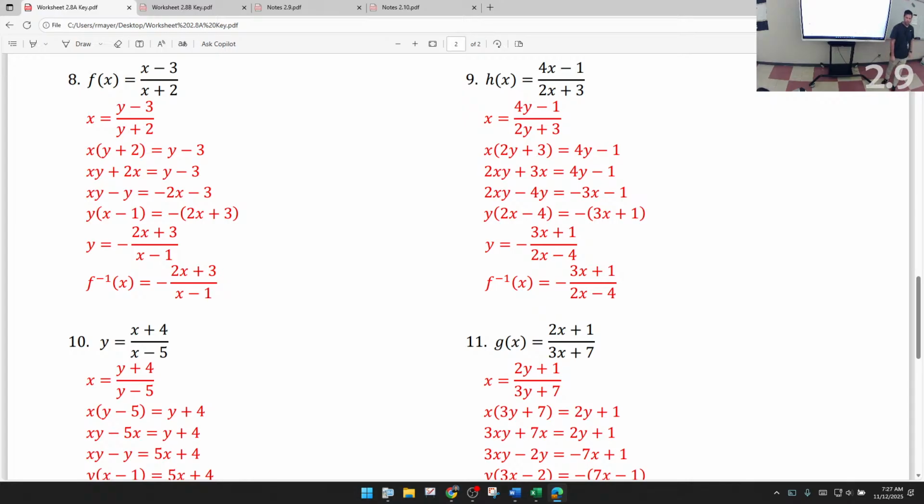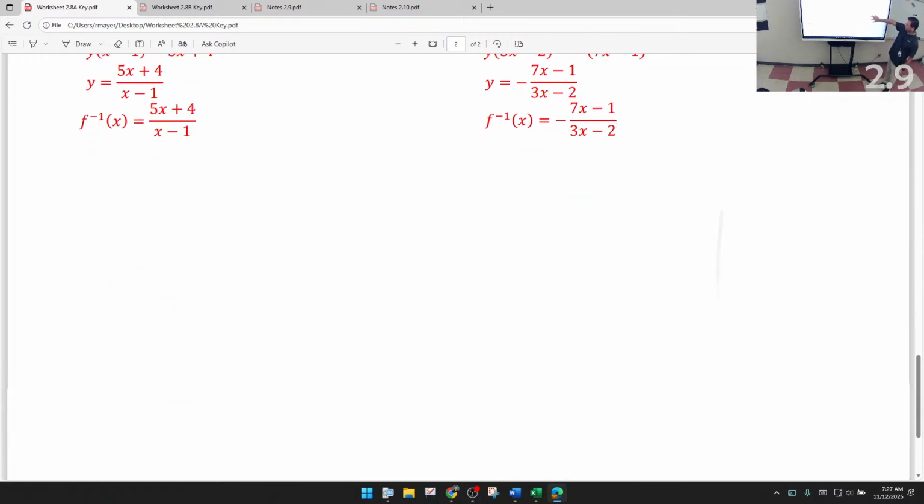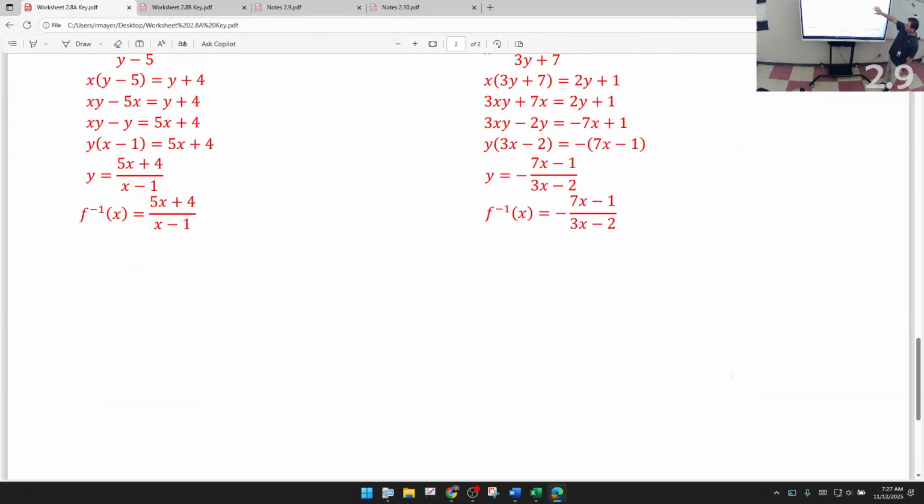Did you all hear what she meant by that? Instead of factoring a y out right here, she factored a 2 out, 2y. And it's okay, but then you have to divide by the x minus the 2, and then you still have to divide by the 2 because you have to get y by itself. Beautiful. Okay, so that was that worksheet.